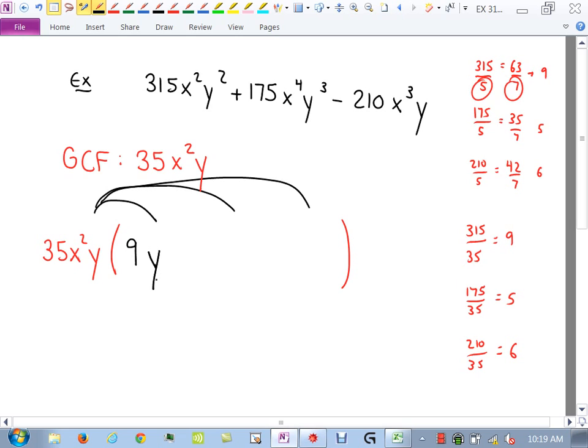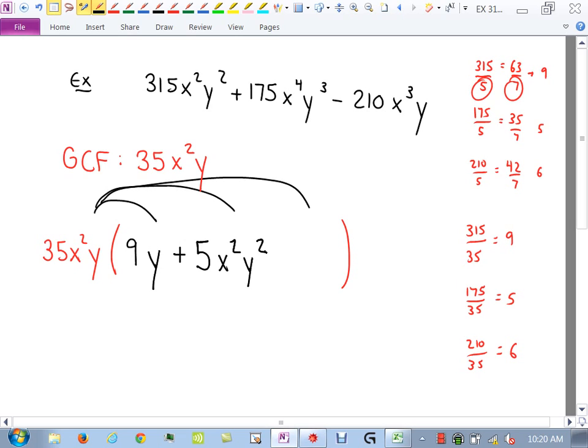We done with the first multiplication? Yes. Go to the second one. How do you turn 35 into 175? Multiply by 5. Positive, right? Okay. How do we turn x squared into x to the 4th? X squared. How do we turn y into y cubed? Y squared.